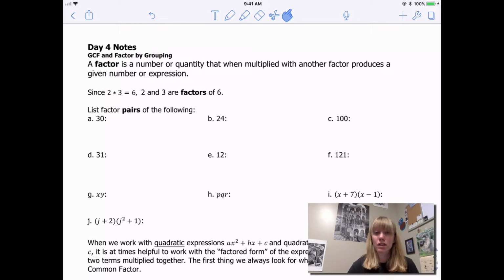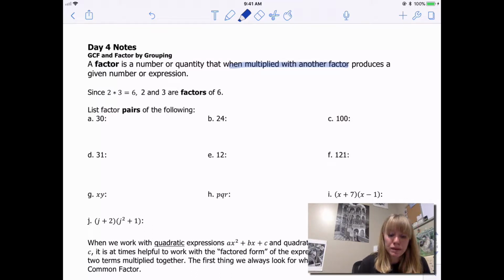To do so, I want you to think back to the last lesson, which was all about multiplying polynomials. We used the distributive property, we were multiplying 2 polynomials, everything was dealing with multiplying. Today, we're just going to go in the reverse of that. On the top of your notes, it says a factor is a number or quantity that when multiplied with another factor produces a given number or expression.